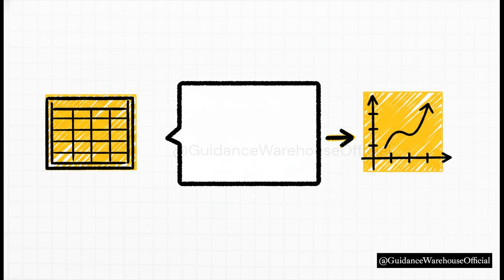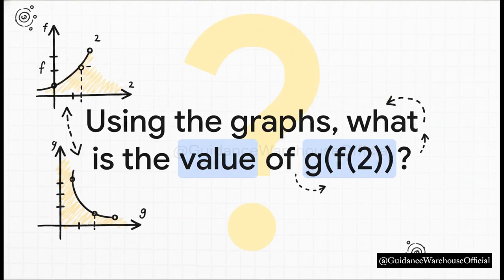Well, the great news is the process is exactly the same. We're still working inside out, just reading our values off the axes. Okay, your turn. But watch out, I switched the order on you this time. We're looking for g of f of 2. Use the graphs, work from the inside out. Pause here and see what you come up with.